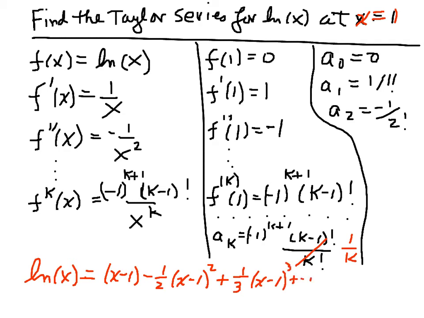And the general term is minus 1 to the k plus 1 times (x minus 1) to the k over k, and so on and so on. So I think I got that right. And that's the Taylor series for ln of x centered at x equals 1. You should be able to make sure that you can duplicate that work.